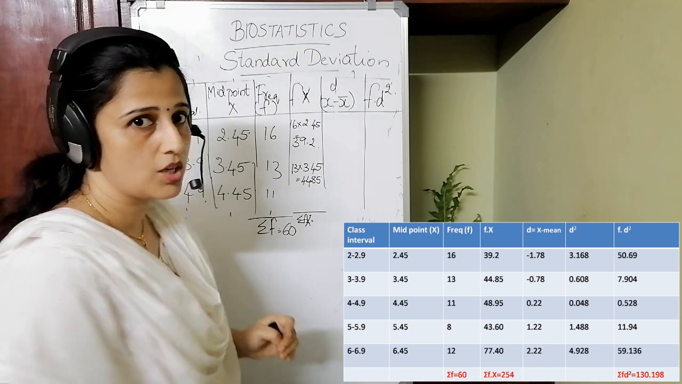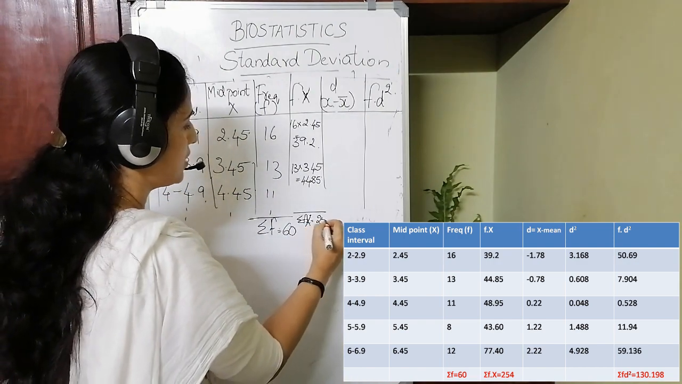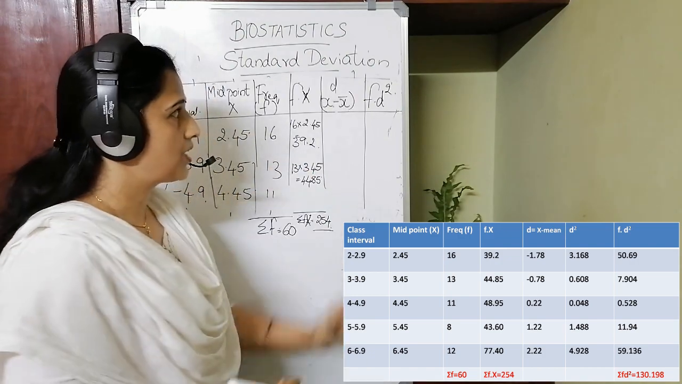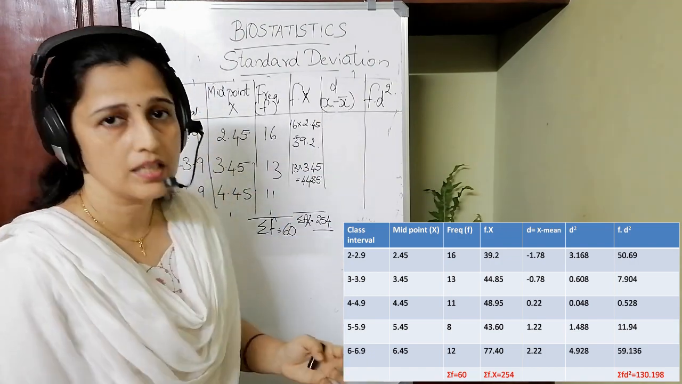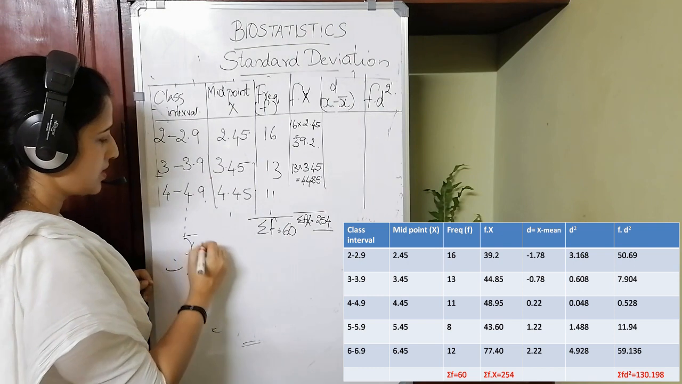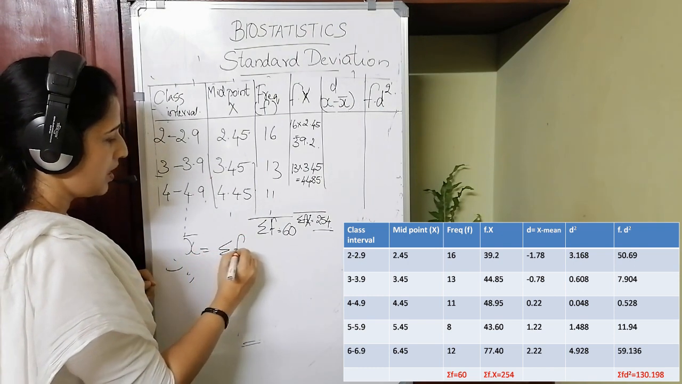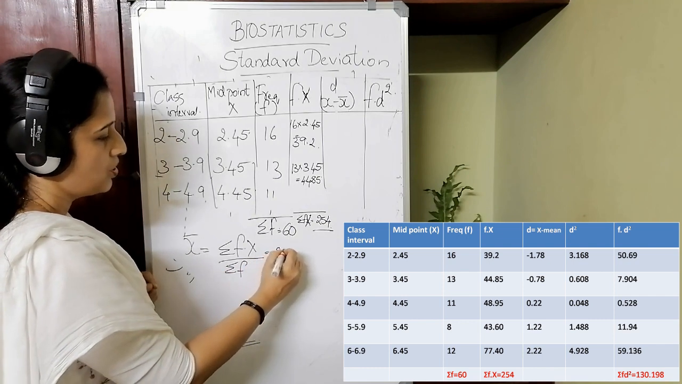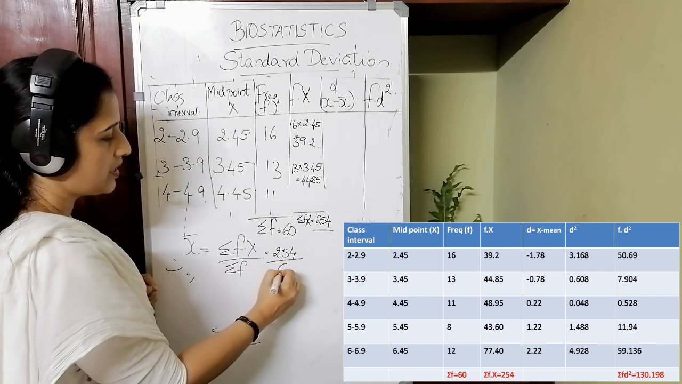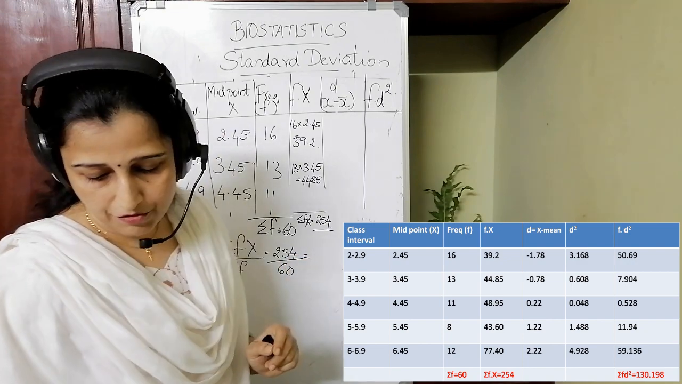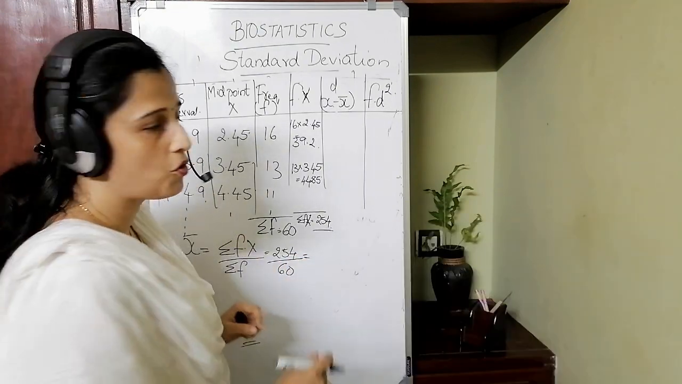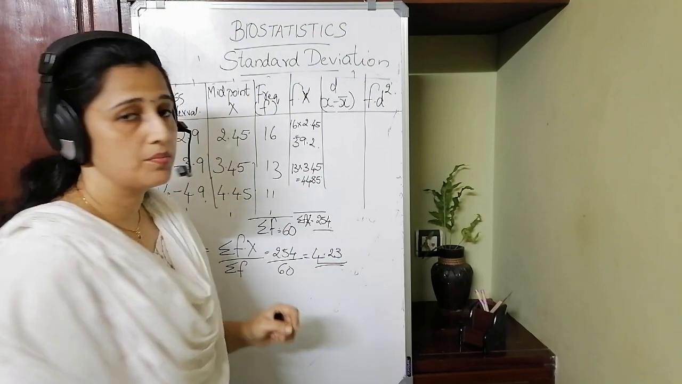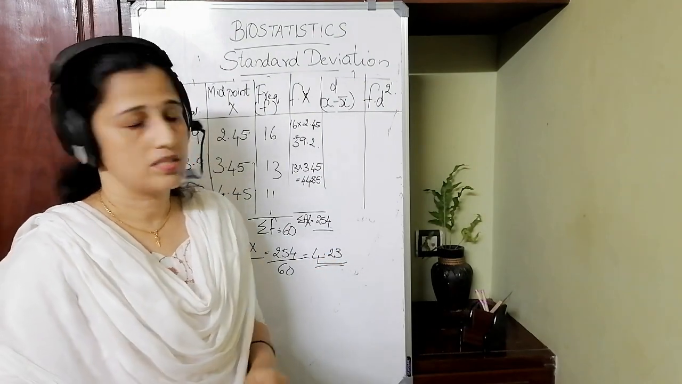So sigma fx is equal to 254. After this much we have to find the arithmetic mean or x bar. X bar is equal to sigma fx by sigma f, that is equal to 254 divided by 60, which is equal to 4.23. That is the arithmetic mean for this question.